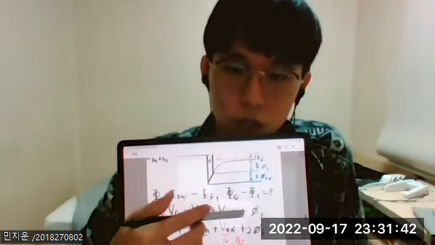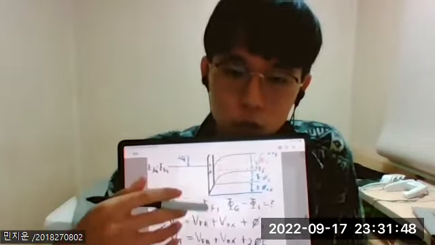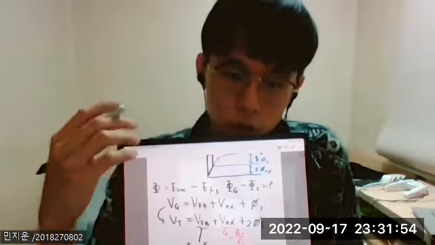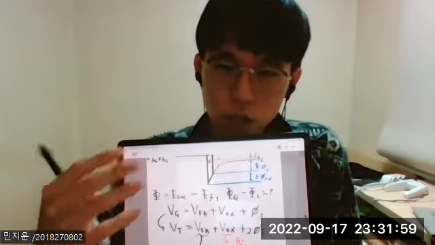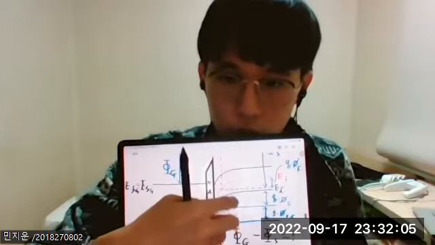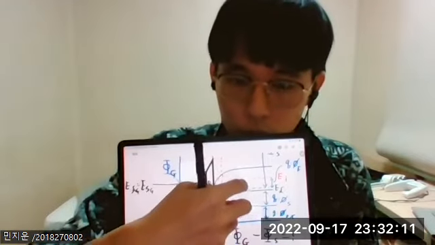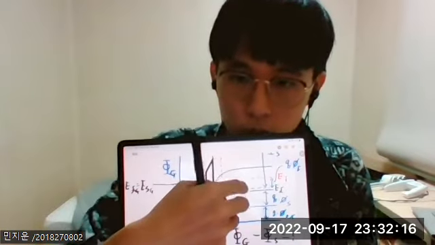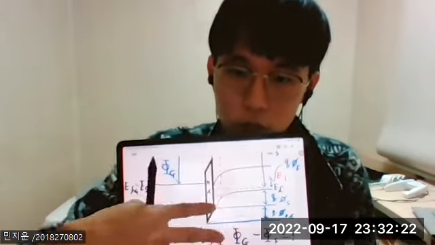And next one is phi s. Phi s means how much the substrate is bending. So when the gate voltage is equal to the threshold voltage, that is, strong inversion occurs, this substrate potential energy difference is equal to two times the difference between the intrinsic energy and the Fermi level energy.